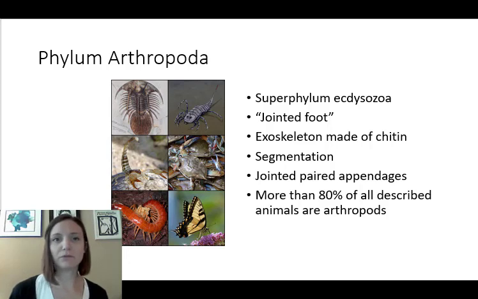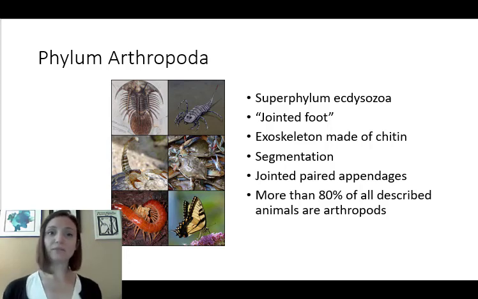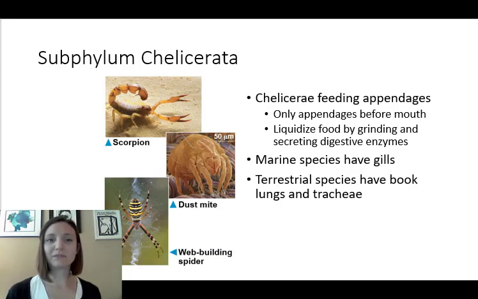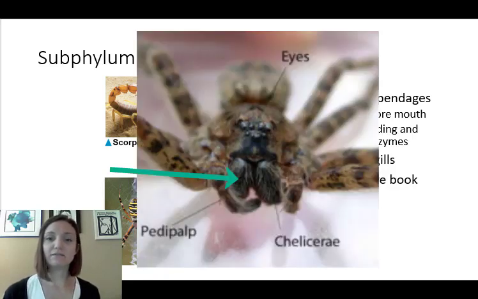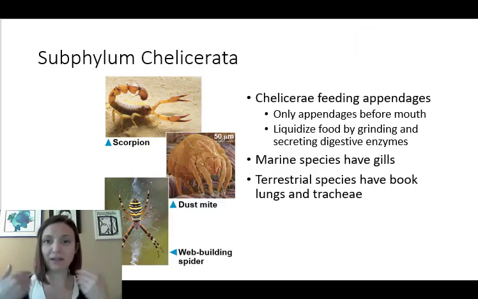So now we're going to move through and talk about the different subphyla within Phylum Arthropoda. Subphylum Chelicerata, so these include things like the scorpions, mites, spiders, as well as horseshoe crabs. They are named for the chelicerae, the feeding appendages that they have around their mouth. In this group, the only appendages that they have before their mouth are the chelicerae. In other groups, they might have more than just that set of feeding appendages. And these chelicerae are adapted for lots of different functions.